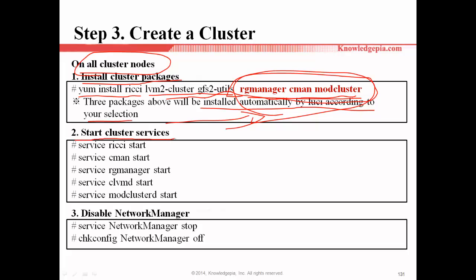And then number two, start the cluster services. Here, start each of them in each cluster node: cman start, rgmanager start, clvmd, and modclusterd. And number three, disable Network Manager. In chapter 1, I already explained this. Normally, the clustering service does not support Network Manager, so you have to disable or turn off Network Manager like this: service NetworkManager stop, and after that, chkconfig NetworkManager off.